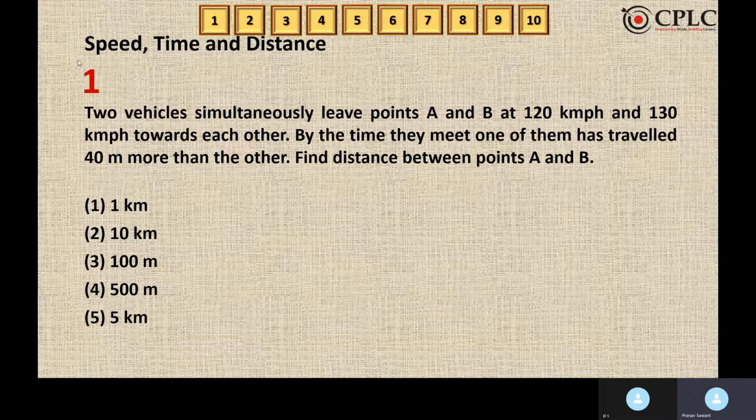First question says, two vehicles simultaneously leave point A and B at 120 km per hour and 130 km per hour towards each other. By the time they meet, one of them has traveled 40 meters more than the other. Find the distance between points A and B. Try to understand which one is the faster vehicle. So B is the faster vehicle, hence B would travel 40 meters more than A.